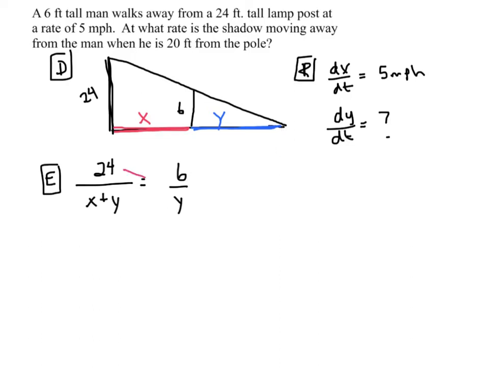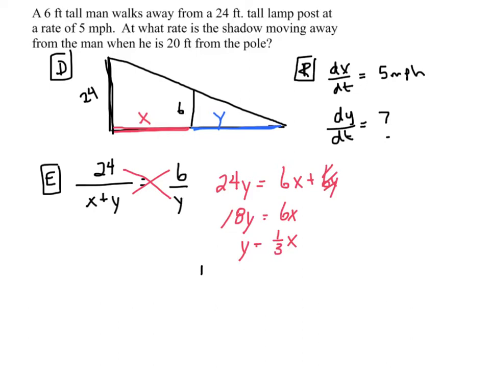I'm going to cross multiply. 24 multiplied by y is 24y. 24 multiplied by 6x plus y is 6x plus 6y. I could do a little algebra here. I could subtract 6y from both sides and have 18y equals 6x. I could divide both sides by 18. I'd have y equals 1/3 of x.